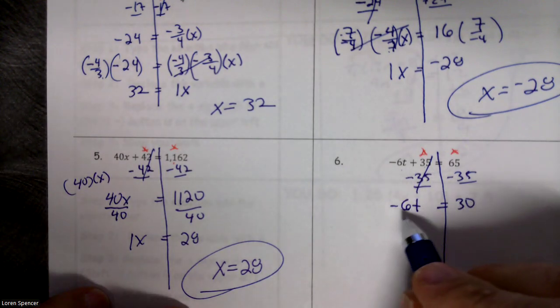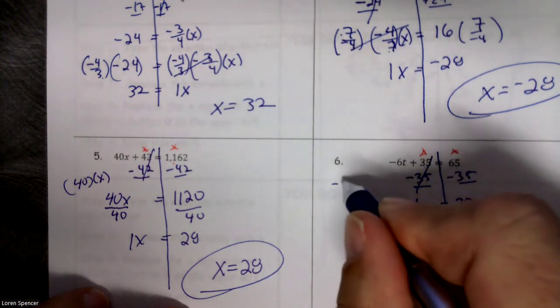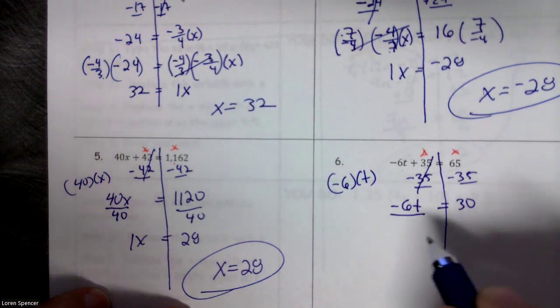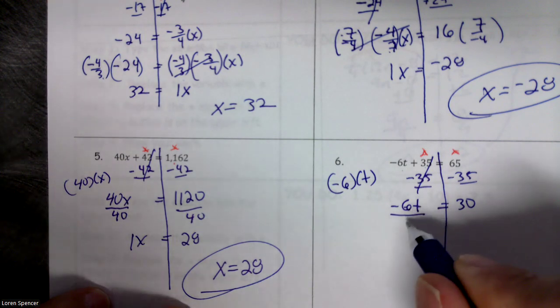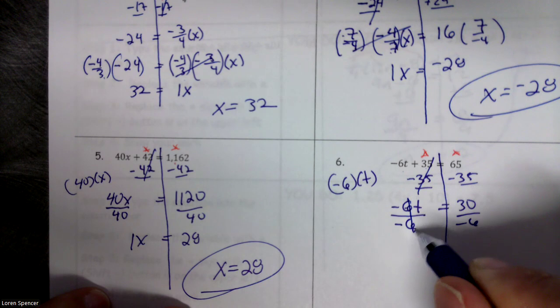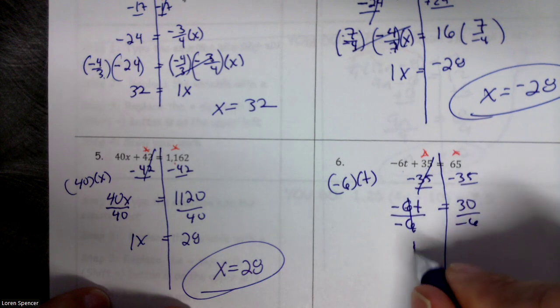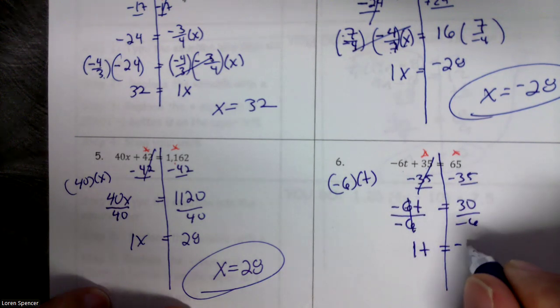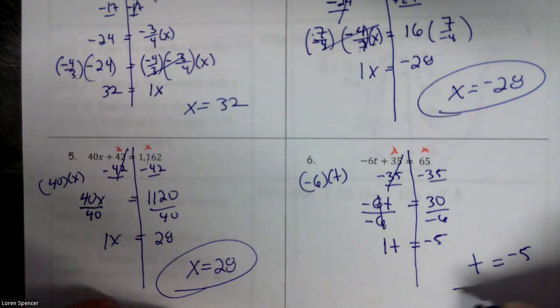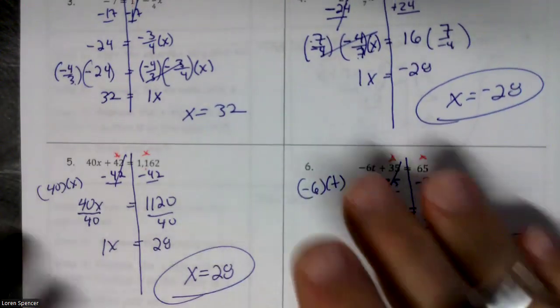And this is negative 6 times t because they're side by side. Essentially, it's like having it in parentheses. So if I'm multiplying, I have to undo multiplication through division. And this becomes 1. So I end up with 1t equals -5. So my answer is t equals -5. All right, moving on to the other side.